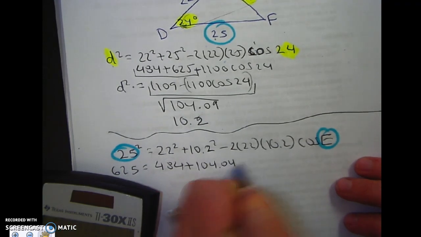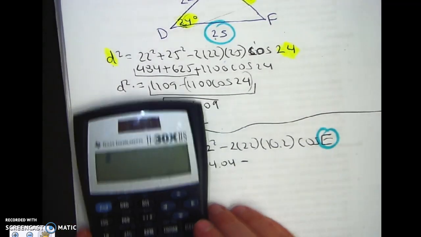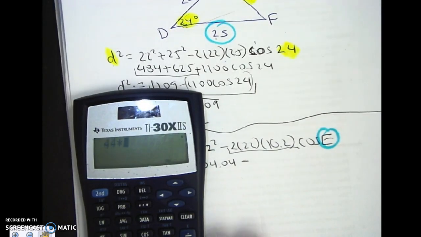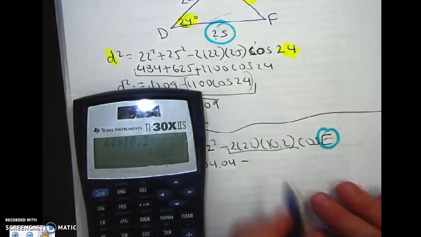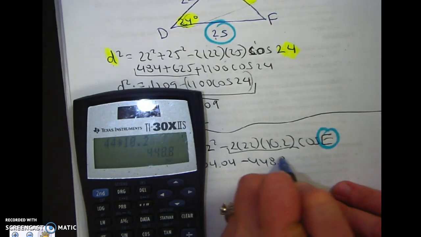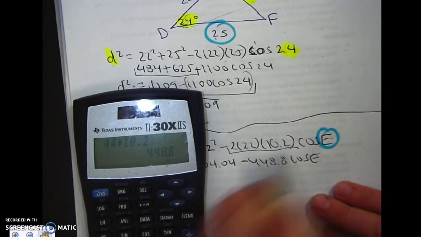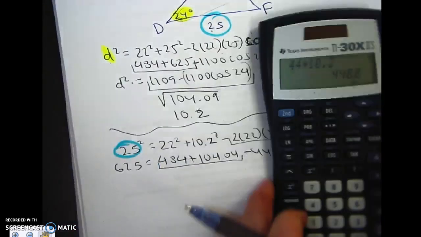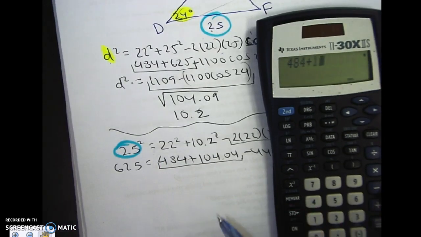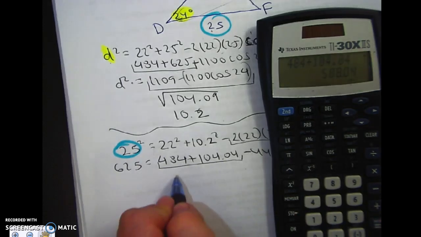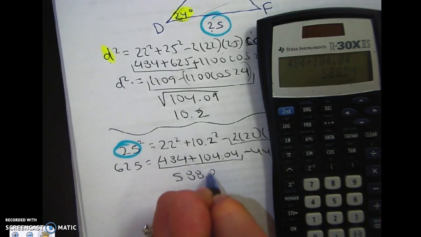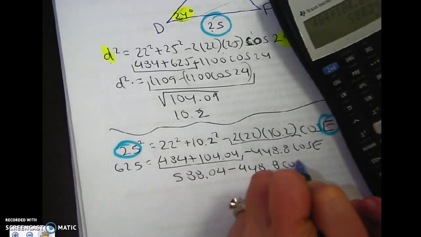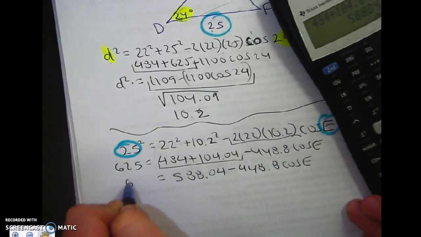104.04 minus, I'm going to multiply again, I'm multiplying this right here. And I get 448.8 cosine of E. Okay. And now I'm going to take these two and add them together. I get 588.04 minus 448.8 cosine of E equals 625.